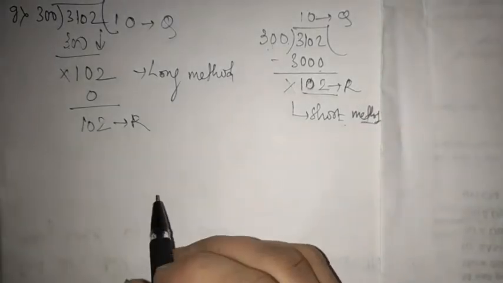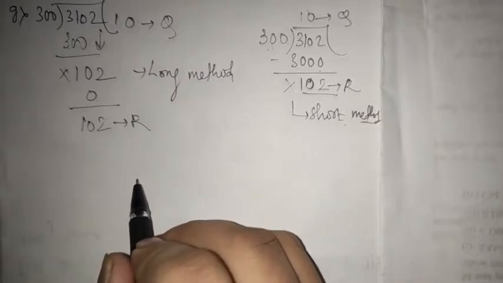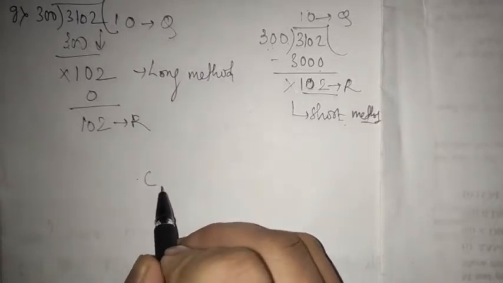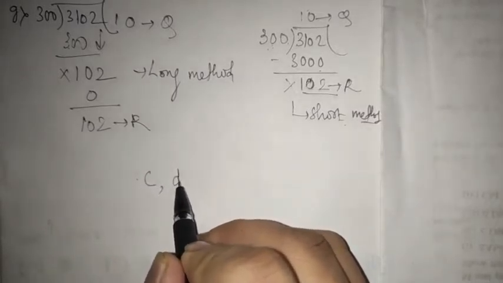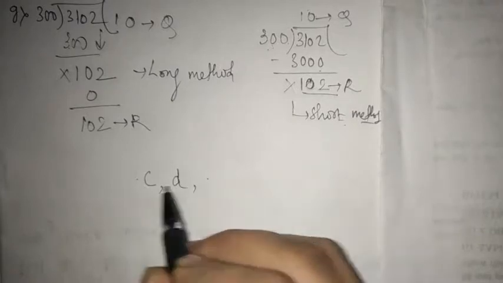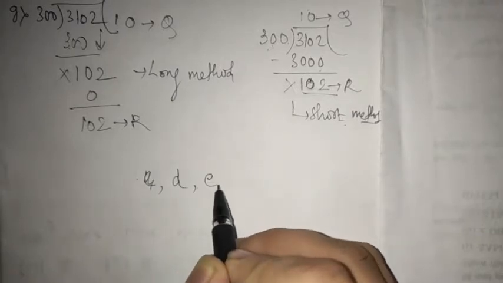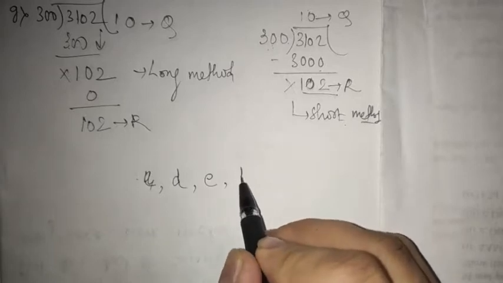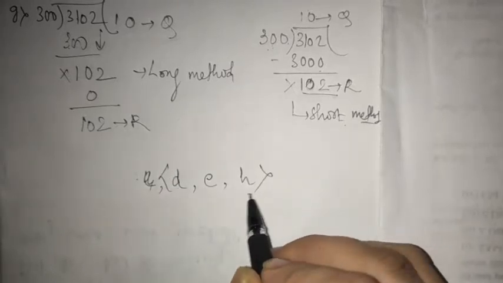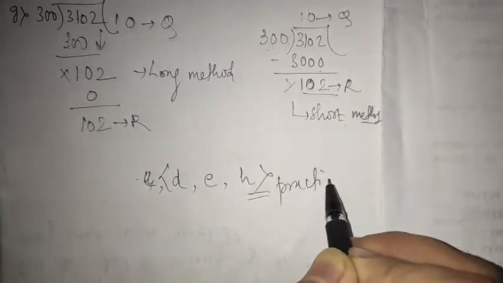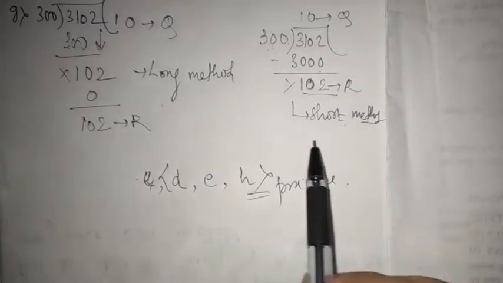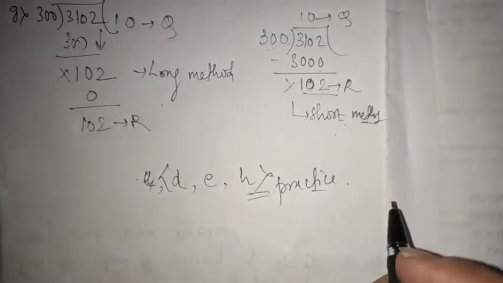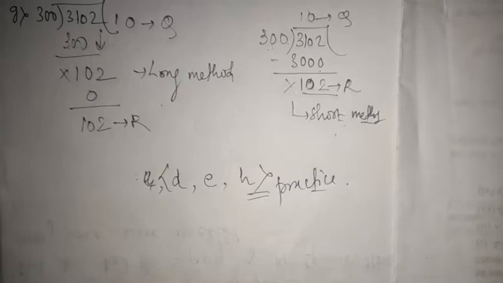Alright, so one question is left out, that is number H. So students, altogether we have done C, D, and E. So F, G, H, this you will practice yourself. You will try to do it yourself using the long as well as the short division method. Okay, so let us now proceed to self practice 5D.